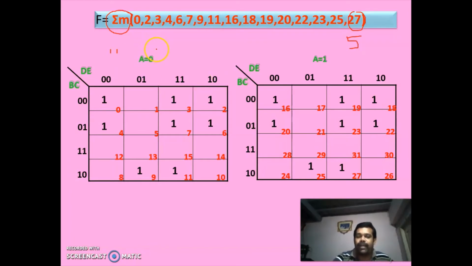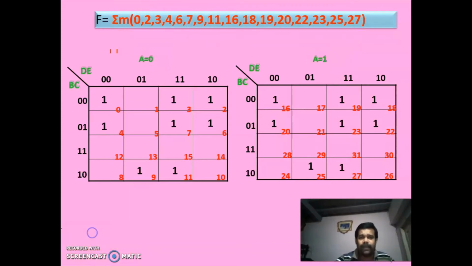How are we drawing the 5 variable map? By using 4 variable maps. In the first 4 variable map we are taking A is equal to 0, and in the second 4 variable map we are taking A is equal to 1. Why? Because from 0 to 15 the value of A is 0, and from 16 to 31 the value of A is 1. Then we are plotting the given numbers. We are plotting 1 in the place of 0, since it is SOP. Similarly, we are plotting all the numbers 0, 2, 3, 4, 6, 7, 9, 11, 16, 18, etc.